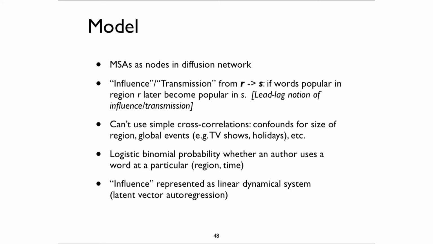And so it turns out you can't use simple cross-correlations. There are confounds from the sample size problem. There are also issues of the size of the region. If you're looking at a small city versus a large city, the large city has more variation just because it's larger. And there are also issues of global events. Things like TV shows and holidays cause big spikes, and small differences in the timing of the spikes look like influence, though really we know it's more of a common cause story.